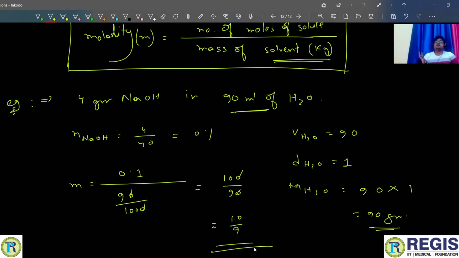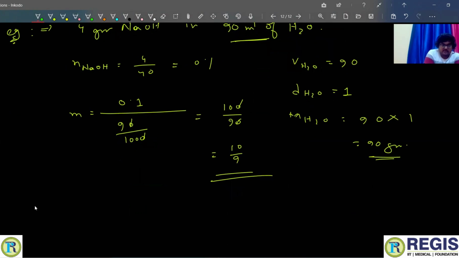Okay. Now there are two relations, two formulas, in this case, to directly convert molality to molarity. First relation, or first equation, you can write. First equation is molality equals 1000 into x by (100 minus x) into M of solute.